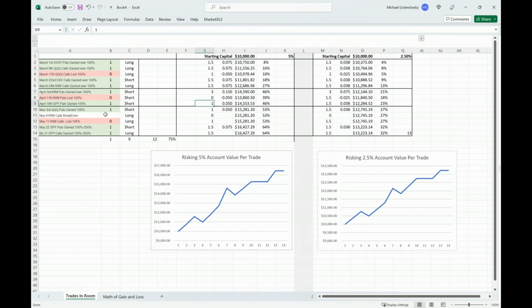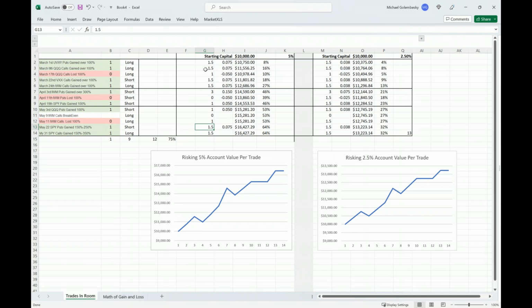This one gained just 100%. This one gained just 100%. This one lost 100%. This one gained. This was a good trade. That was the short trade I showed you, and I'm just putting it at 150%, which is where we're at the minimum target when we hit that minimum target.